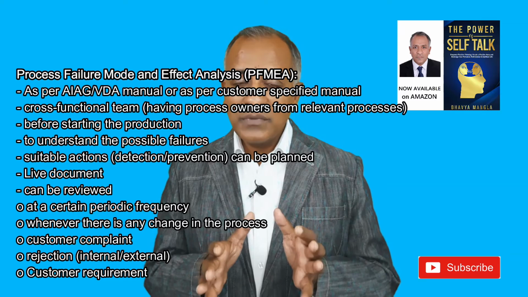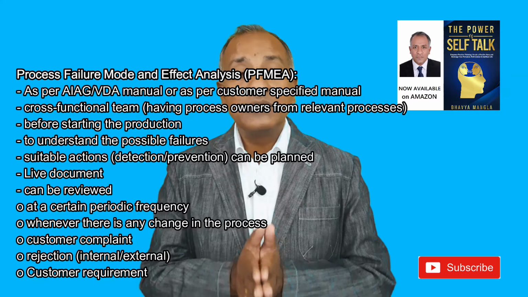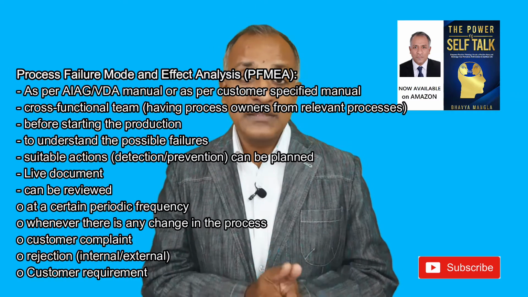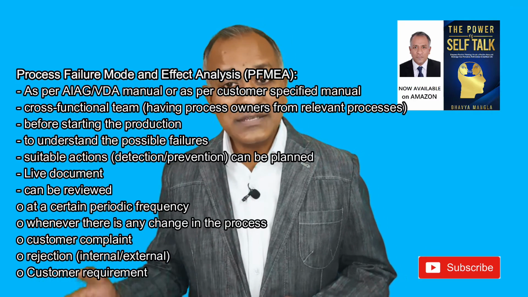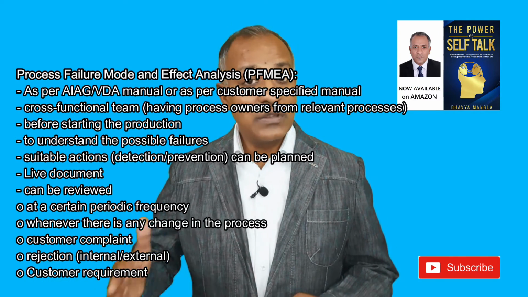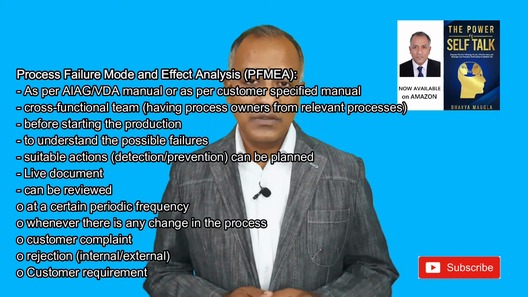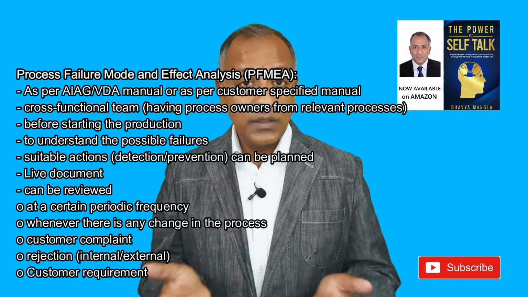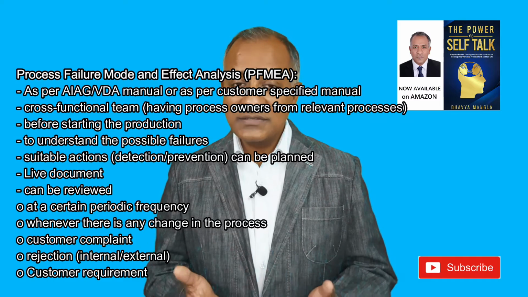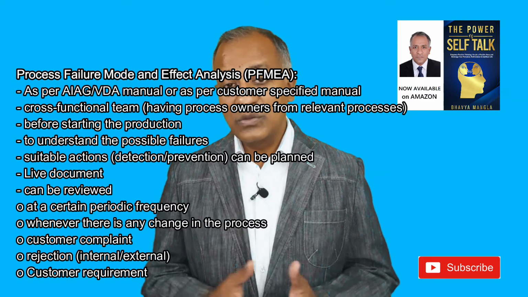So the process FMEA talks about what possible failures can happen in the process, what the failure modes can be, and what actions can be taken with respect to detection and prevention. At the moment, the AIAG VDA first edition is quite popular among people, but in case there is a customer requirement, the organization can use that also.